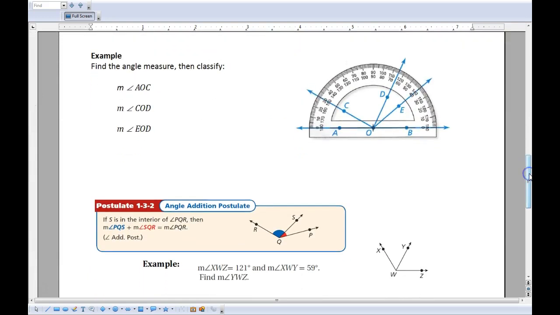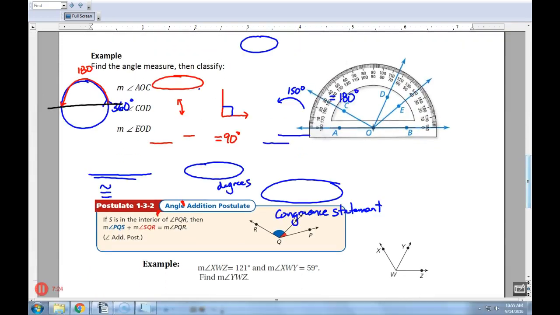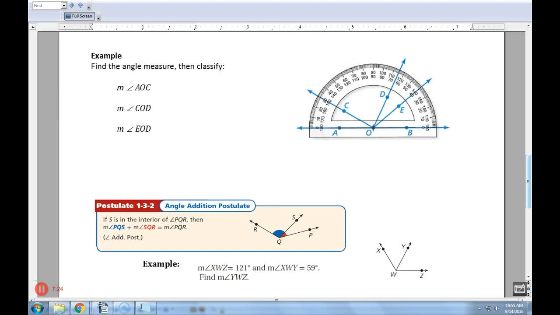Scrolling down, there's a picture of a protractor here. We're going to get a little more practice in class on the homework using protractors. But we need to find the angle measure, part one, and then classify it, saying whether it's acute, obtuse, right, or straight. So we want to find the measure of angle AOC. First I'm going to find it. AOC starts at A, goes to O, and passes through C. So there's my angle right in here. And I can tell that it looks like it's smaller than 90.